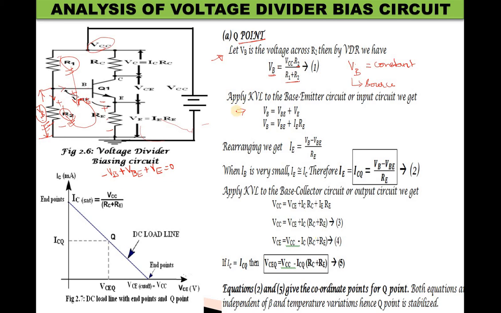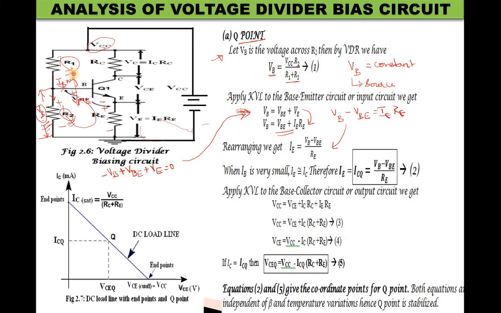If I rearrange, I will get the same equation. If you rearrange and see, you will get the same equation. So, two ways we can go about it. VB is equal to VBE plus, instead of VE, I will replace it by IERE. Actually, VB minus VBE is equal to IERE. Now, if I rearrange this for IE, I will get this. Since I took current flowing through R1 is same as R2, I can neglect IB.